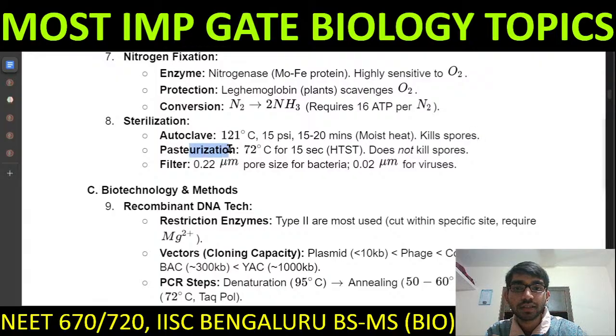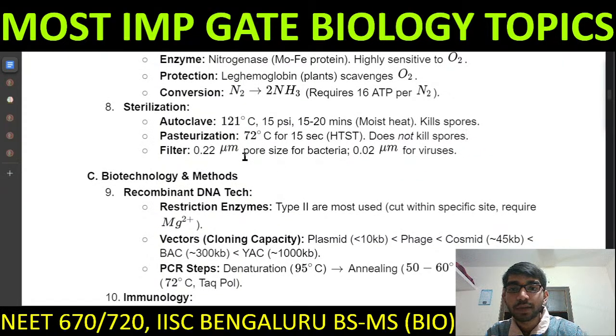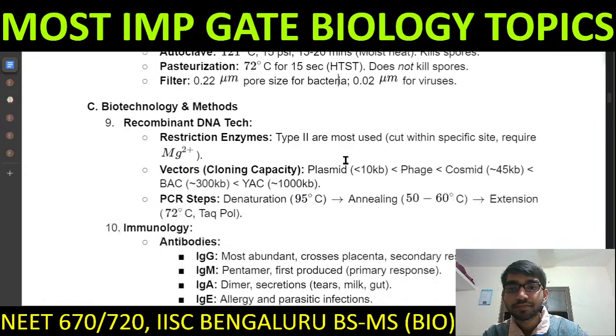And pasteurization is done at 72 degrees Celsius, which is lower than autoclave, for 15 seconds and does not kill the spores. This is important. Pasteurization does not kill spores. Then filter membrane, if you have a 0.22 micron pore size, then you can filter the bacteria, and if you have 0.02 micron, then you can filter the viruses.